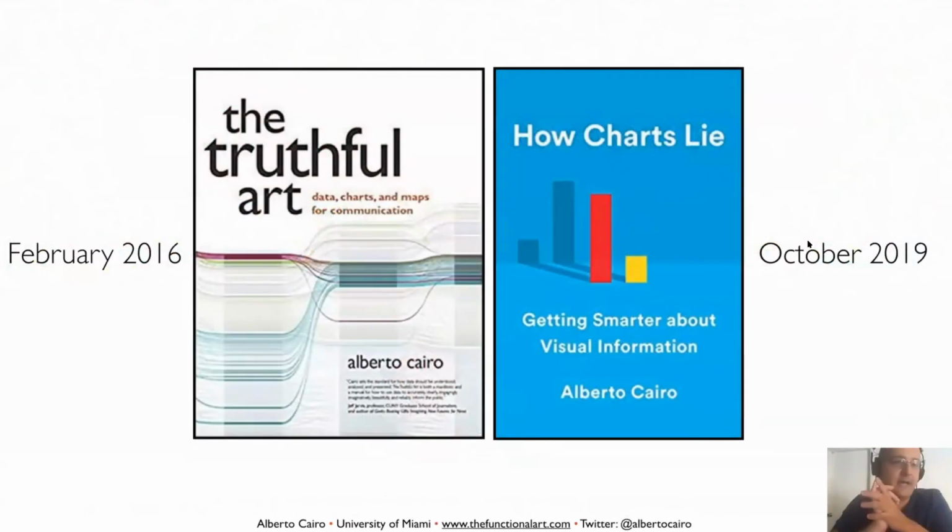Anyway, I have several books. The latest ones, The Truthful Art, and most recently, How Charts Lie, which seems to me more timely than ever, considering what's going on with coronavirus and also the upcoming election in November. It seems that we are going to have a deluge of bad or misleading graphics, but that's not what I want to talk about today. If you want to learn what How Charts Lie is about, you can just read the book. It would be a waste of your time to go over the book itself.